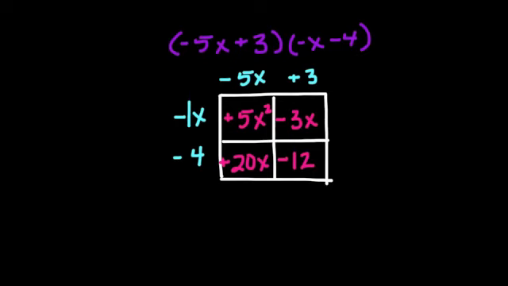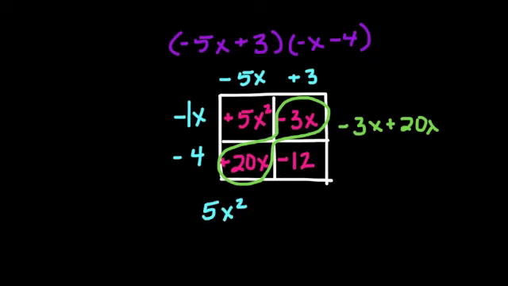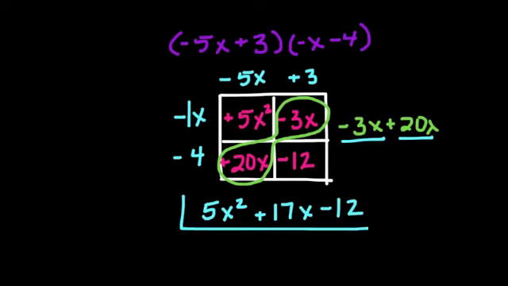Again, just like before, if you do it correctly, your like terms will be on this diagonal. We have a negative 3x plus 20x that are going to be put together. And the final answer here would give us 5x squared. When I combine these terms, negative 3x plus 20x, that gives me a positive 17x. And then bring down negative 12. So again, we turned it into a trinomial, multiplied out: 5x squared plus 17x minus 12.